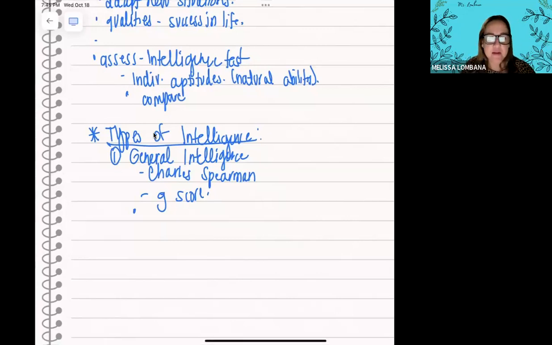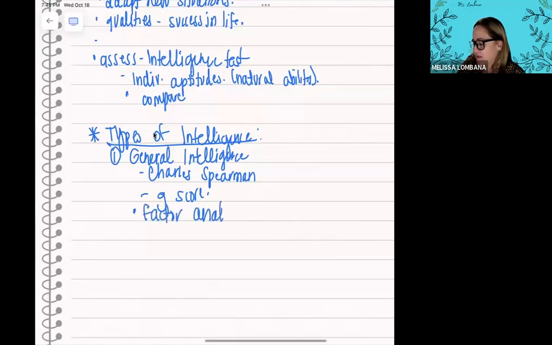Okay? Now, he said that basically, if you're going to have a high score in your general intelligence, then you're going to do well in all other areas of intelligence, right? Of what is intelligence. So basically, if you're going to have a high intelligence, you're going to do well in many different things, okay? So he developed what's called factor analysis.